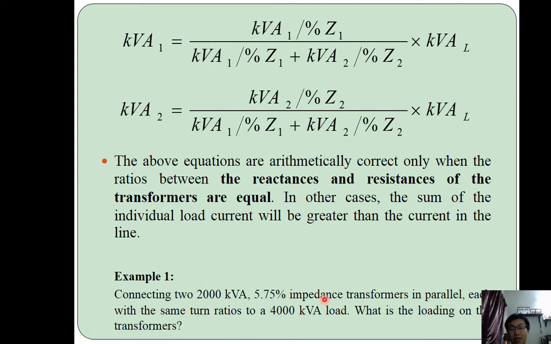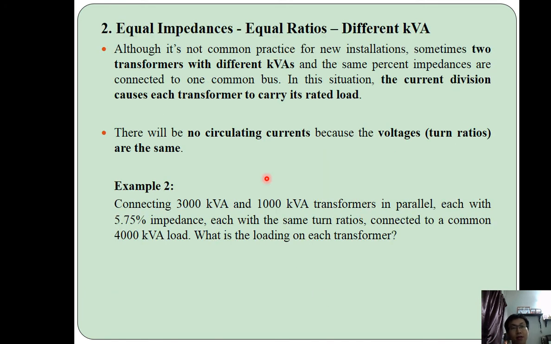So this is one of our examples. Have a try. Equal impedance, equal ratio with different kVA. Although it is not common practice for new installations, sometimes two transformers with different kVA and the same percentage impedance are connected to one common bus. In this situation, the current division causes each transformer to carry its rated load. There will be no circulating current because the voltages are the same, just different kVA.